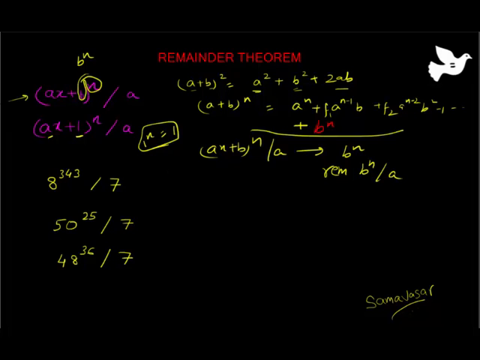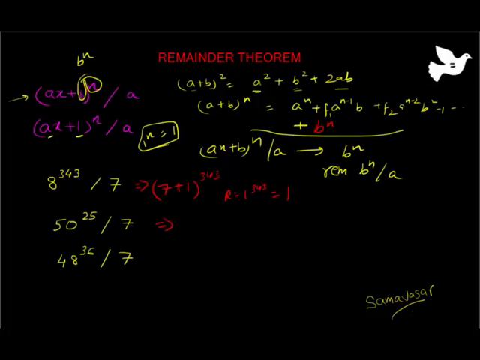Okay. Now let us try to use this concept here. So I have this question, 8 raised to 343 divided by 7. So what will be the answer? I can write 8 as 7 plus 1, because 7 is the number here, raised to 343. Again, the remainder in this case will be 1 raised to 343, which is equal to 1.